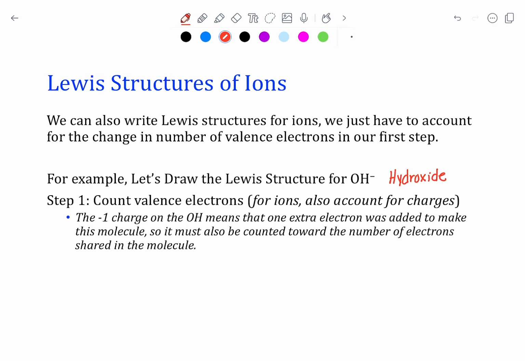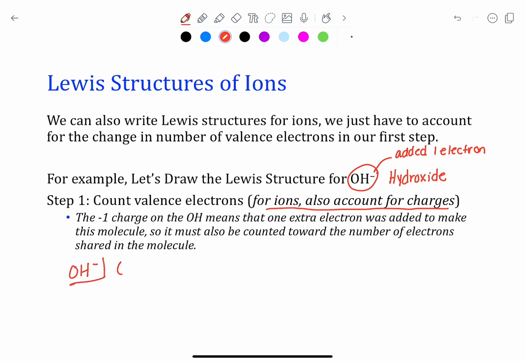So let's see, count up our valence electrons, and for ions, also account for the charges. Well, this is OH-. The minus means I've added 1 electron, right? -1 means I have 1 more electron than proton. So we count up for OH-. We say that oxygen has 6 valence electrons, hydrogen has 1, and I'm going to add my 1 extra electron. That one's coming from my charge. So in total, I have 8 electrons that I'm using to draw this structure.